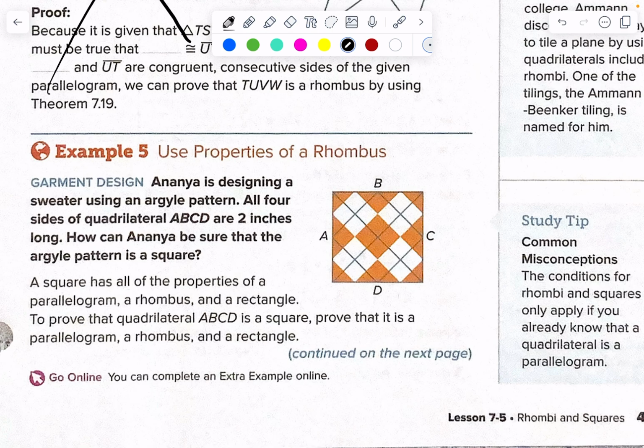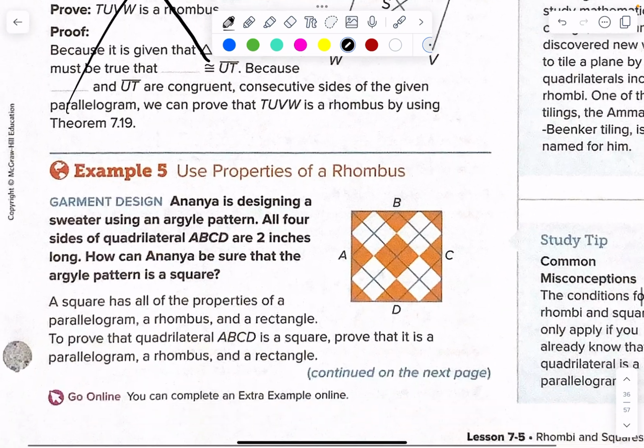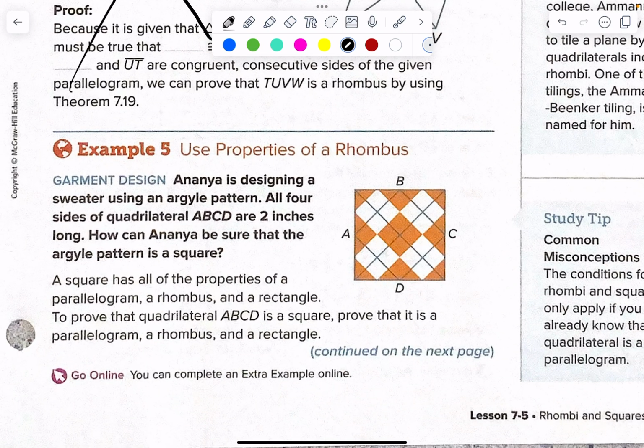Okay. So example 5. We've got 2 examples left, 5 and 6. We'll skip 4. 4 is a proof. This one says Anaya is designing a sweater using the argyle pattern shown. All 4 sides are equal to 2 inches long. So this top is 2 inches, 2 inches, 2 inches, 2 inches. Okay? Does that mean this thing has to be a square? If all 4 sides are 2, does this have to be a square?